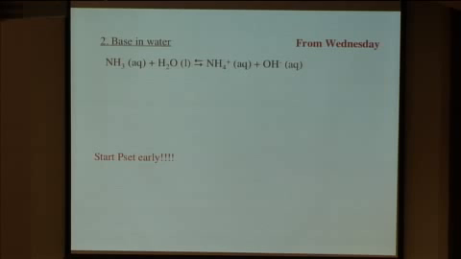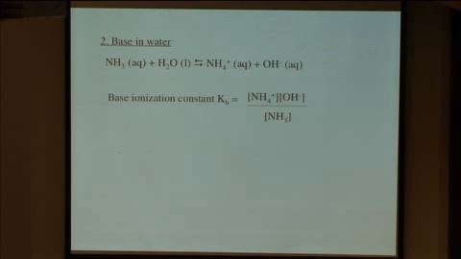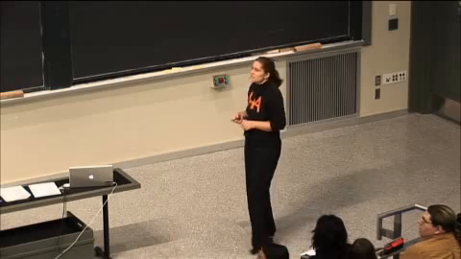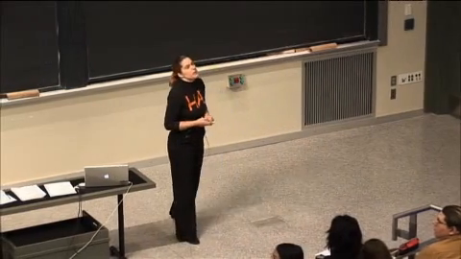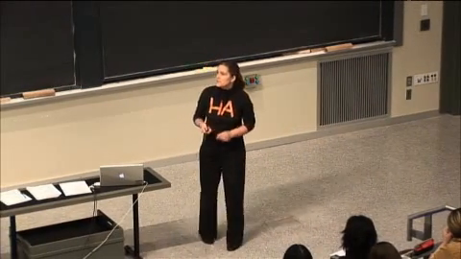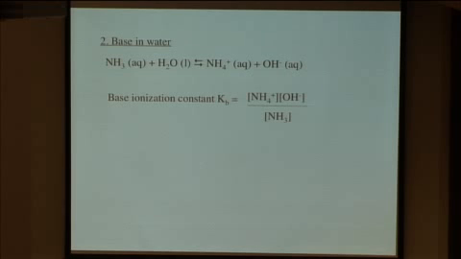So here we have a base in water. And when we're talking about a base in water, we're going to talk about a base ionization constant, or Kb. So at the end of last class, we talked about the acid ionization constant, or Ka. And when you're talking about bases, you're going to talk about Kbs. So Kb is an equilibrium constant for this reaction of a base in water. And so it'll be equal to the products, NH4 plus and hydroxide ion, over the reactant, NH3.